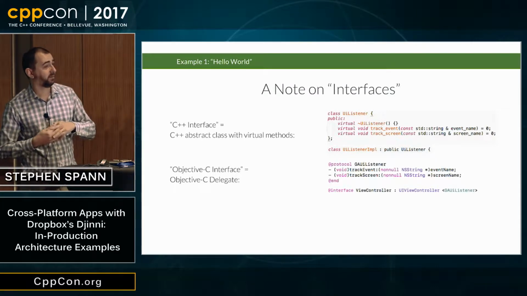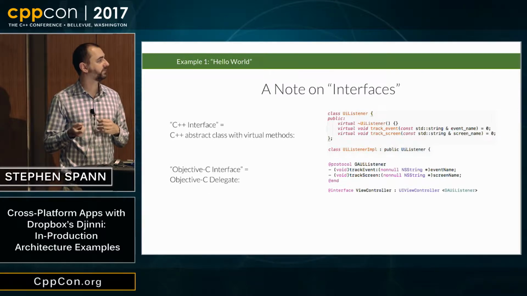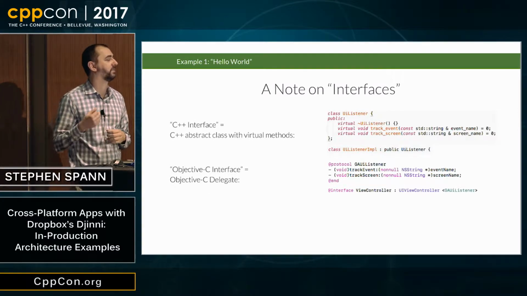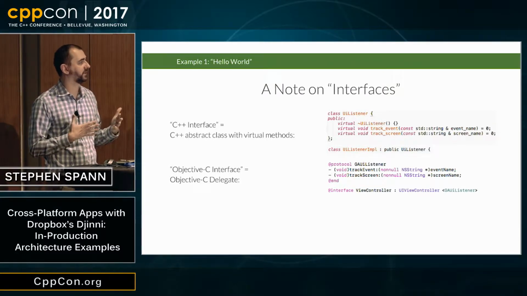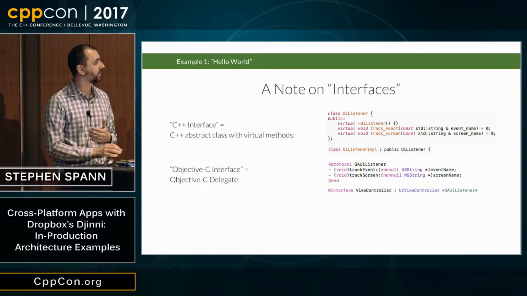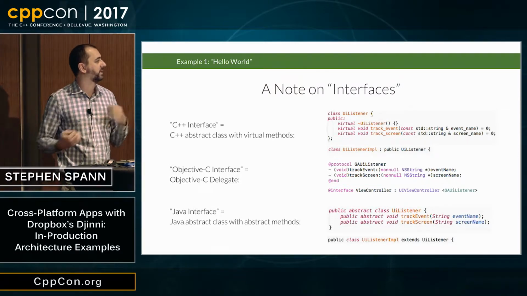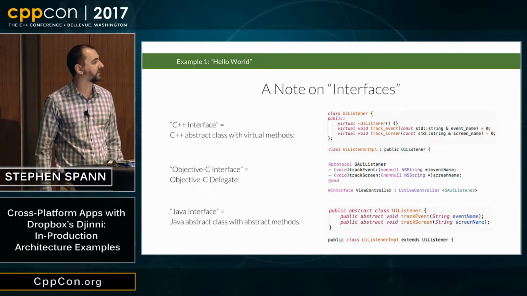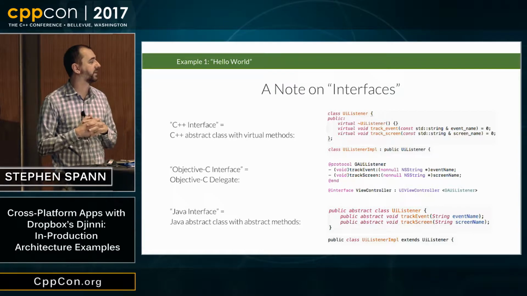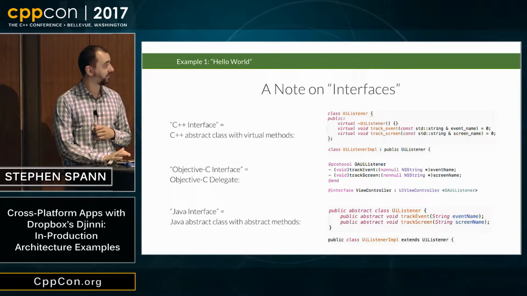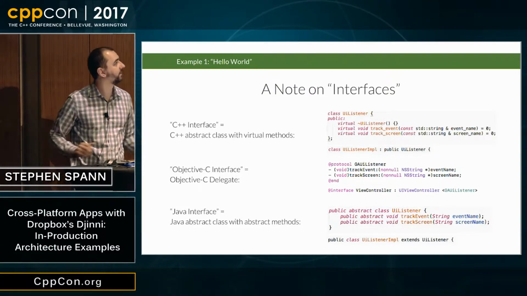Objective-C is a delegate, much like a UI table view delegate and UI table view data source. Again, something that an Objective-C developer is really used to seeing. Finally, Java is another abstract class. So when we extend that class, Android Studio is going to complain and want us to implement all the abstract methods. So from now on, I'm just going to call all those things interfaces.